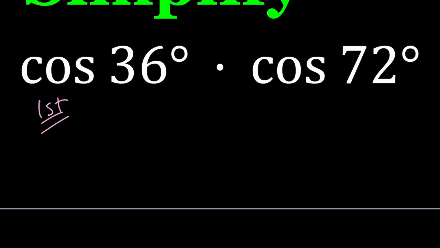So first of all, is it possible for us to find the value of cosine 36, like a numerical value, or cosine 72, or do you know it? Here's what we're going to do.